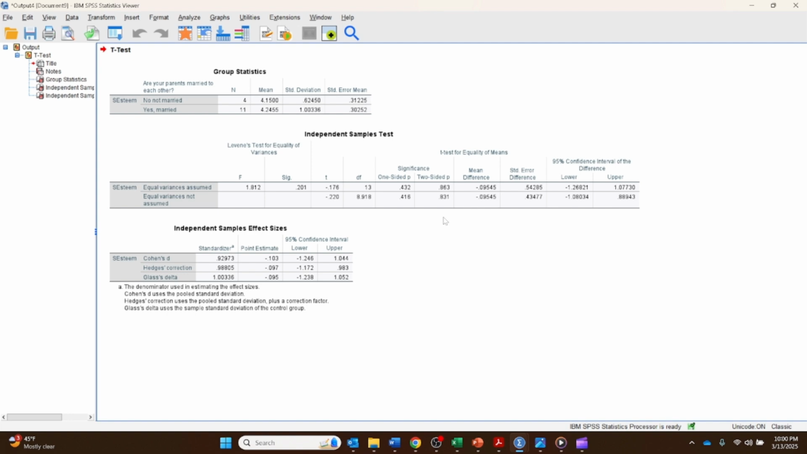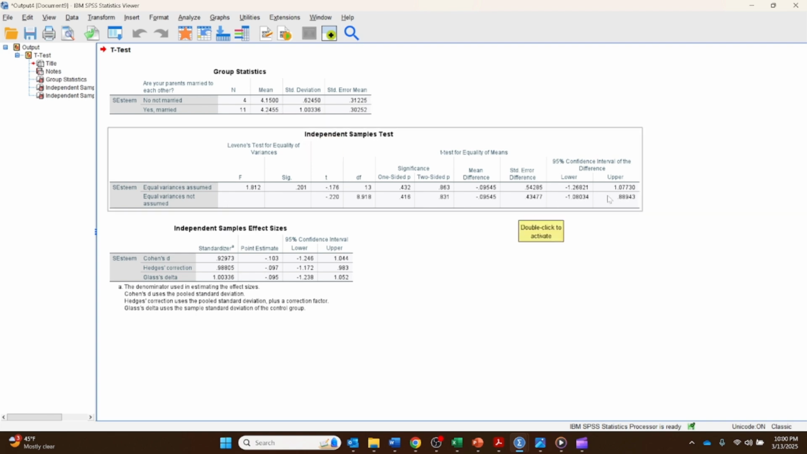So the important part now is not just conducting the test, which, how easy was that, it's interpreting the output. So let's do that. So here I have my descriptives. I have a mean of 4.15 on self-esteem for students whose parents are not married to each other, and a mean of 4.25 for students whose parents are married to each other. And so the question is, are these scores significantly different from one another? That's what my t-test is testing.